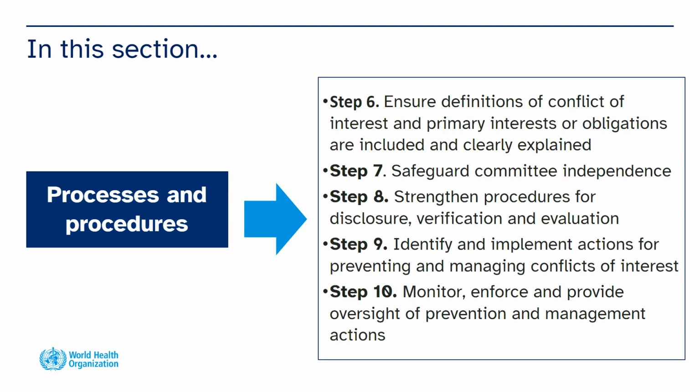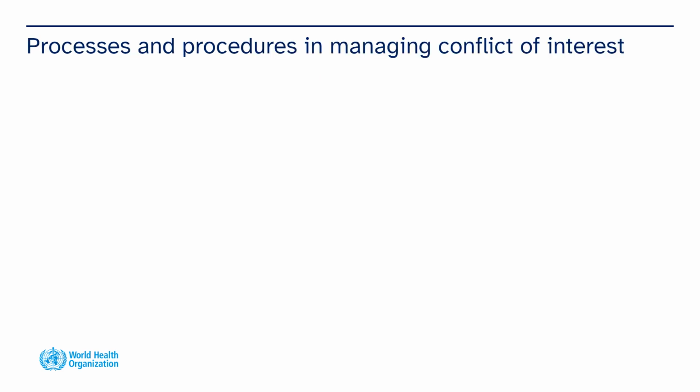These should include definitions of conflicts of interest and the primary interest or obligation, and provide clear explanations for the specific committee process. They also need to outline practical approaches for safeguarding a committee's independence and impartiality, disclosing interests, identifying, preventing, and managing situations of concern, and monitoring and addressing breaches. Let's continue with Step 6.